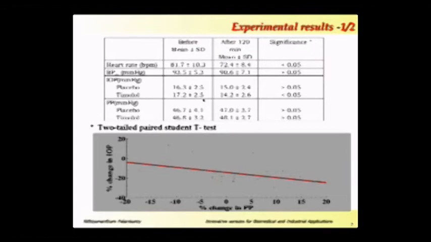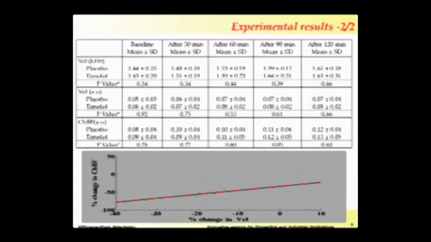So the small change in perfusion pressure results in larger variation in the intraocular pressure. The variation of the perfusion pressure against the intraocular pressure is shown in the figure. The mean values of velocity, volume, and flow at different time intervals of timolol treated eyes and placebo treated eyes are noted in the table.